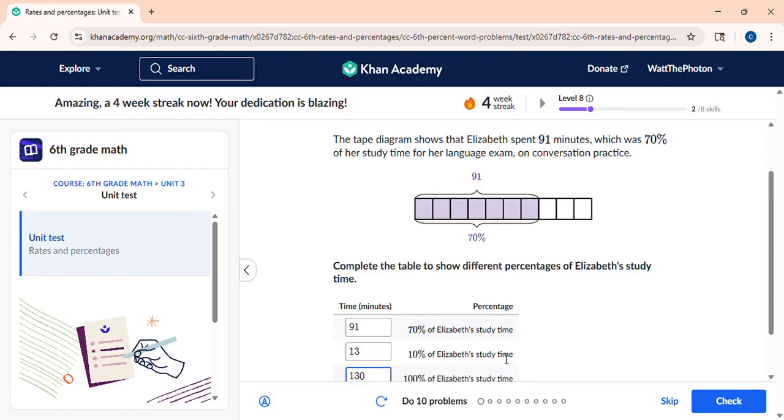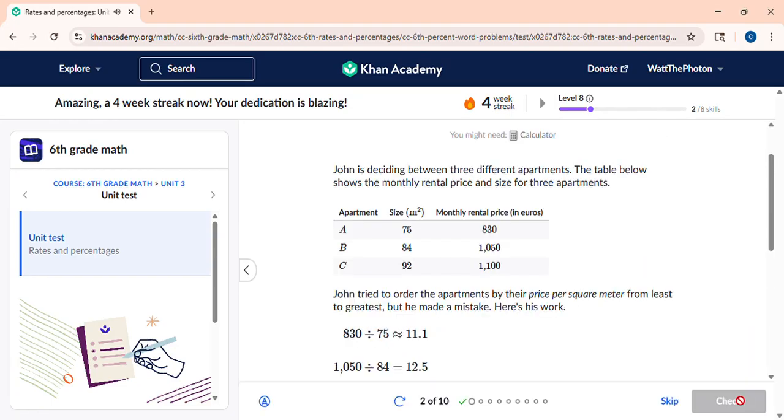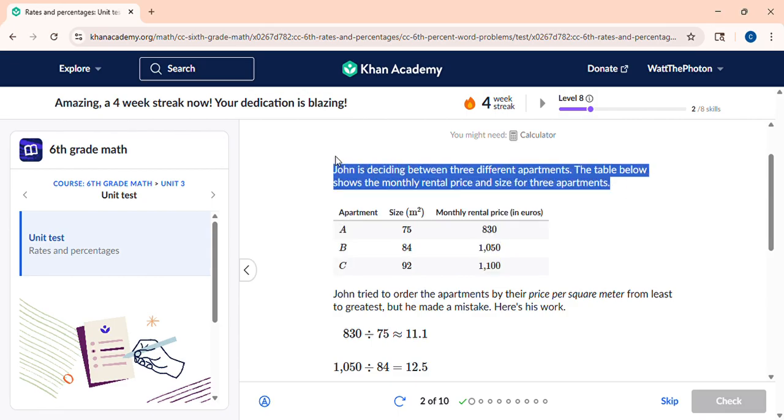I guess we multiply, so 91 times 0.7. No. 0.7 divided by 91. How are you supposed to do this? So if you divide by, I guess, the percentage, you just get the 100 and 100 to the 10%. Okay, I trust that.